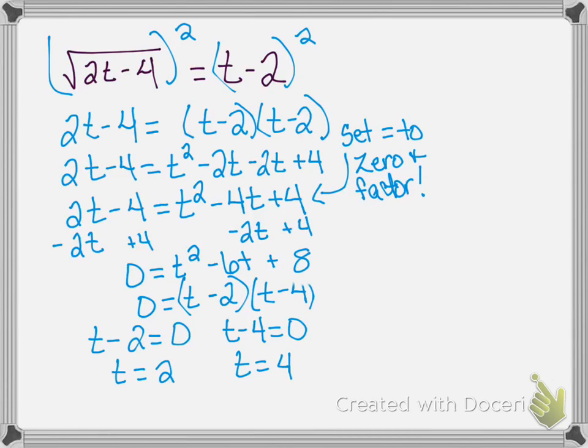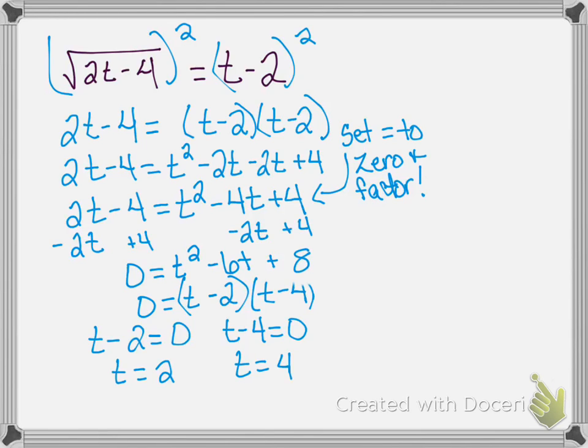Okay, so I've subtracted 2t from both sides and I've added 4. This is my trinomial that can be factored. T squared minus 6t plus 8. Okay, I know we kind of left that behind a month or so ago, but that is going to come back up next week.